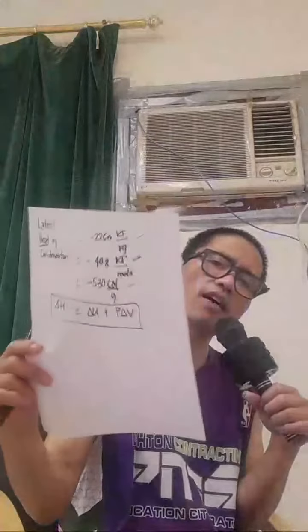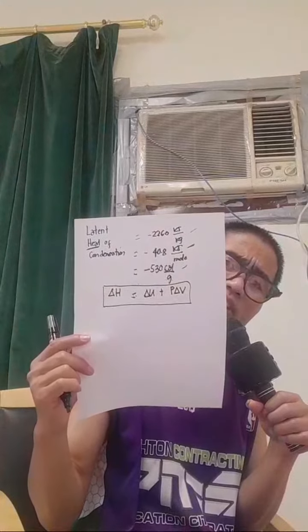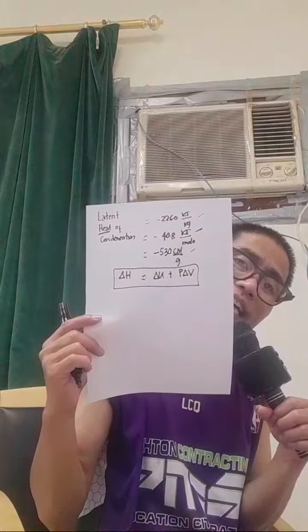So for latent heat of condensation, we still also use the delta H. It doesn't mean that because this is condensation, we no longer use the delta H. First law of thermodynamics: delta Q or delta H is equal to delta U plus pressure times the change in volume. Let's assume, not really assume guys, since the value is negative, this is an exothermic reaction, right?